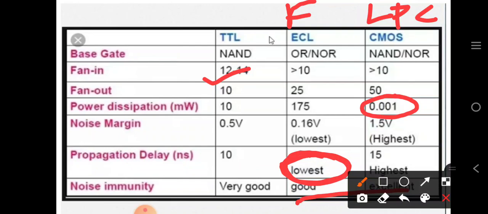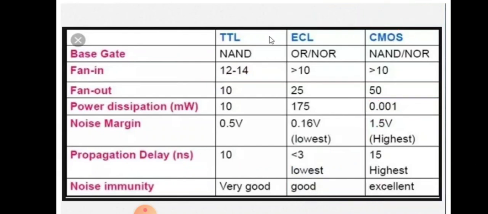So this is all about the comparative study of all the logic families, and we have completed all the logic families along with their circuit diagrams and truth tables. This is the end of logic families. We will see you in the next lecture with a new topic. Just revise all the logic families that we have studied.